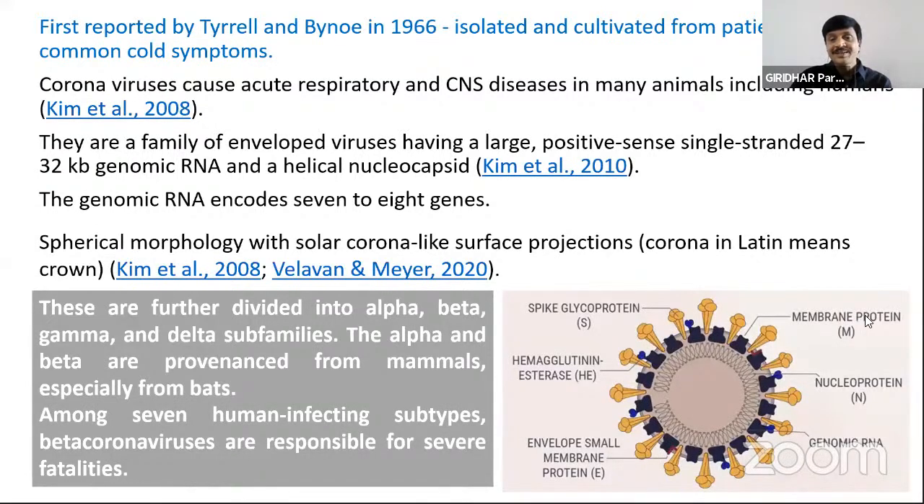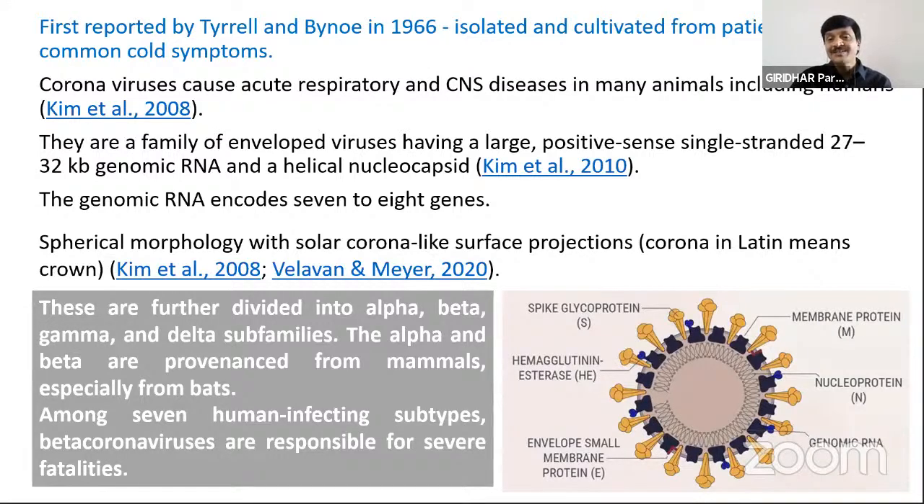And the next important thing is the membrane protein, that stands for M. Similarly, the E stands for the envelope, a small membrane protein, and hemagglutinin esterase and nucleoprotein. The central portion is the genomic RNA. Among all these, the most important one that helps this virus particle hook to the human tissues, especially the lung alveoli tissues and epithelial walls, is the spike glycoprotein.